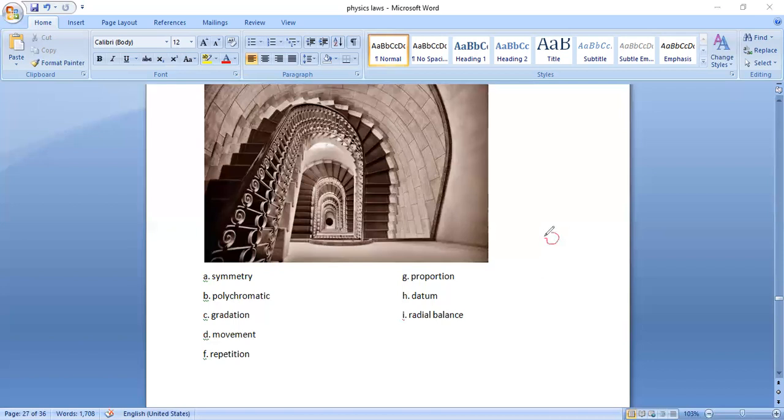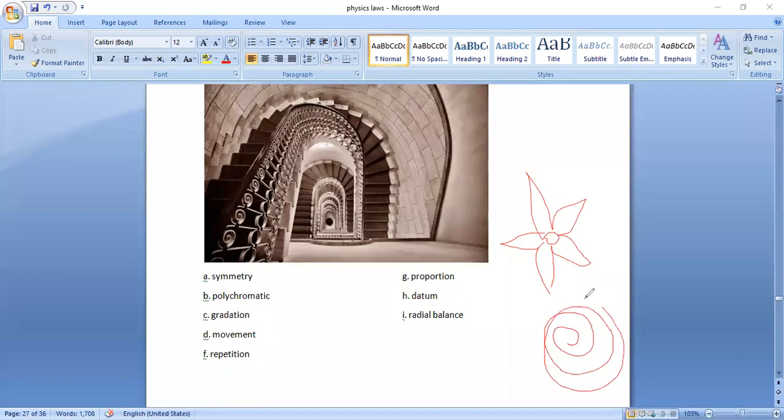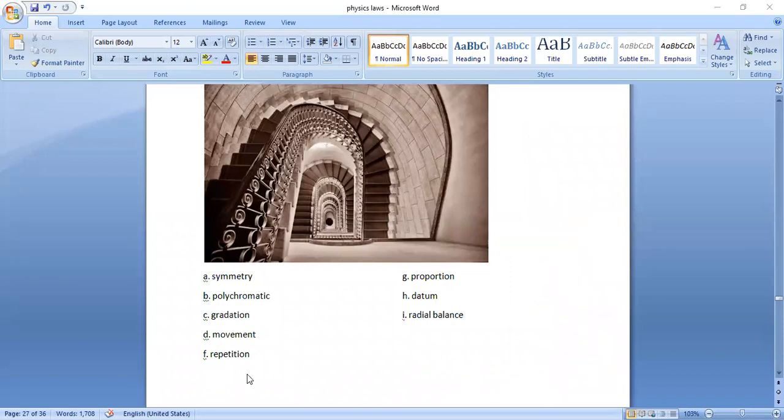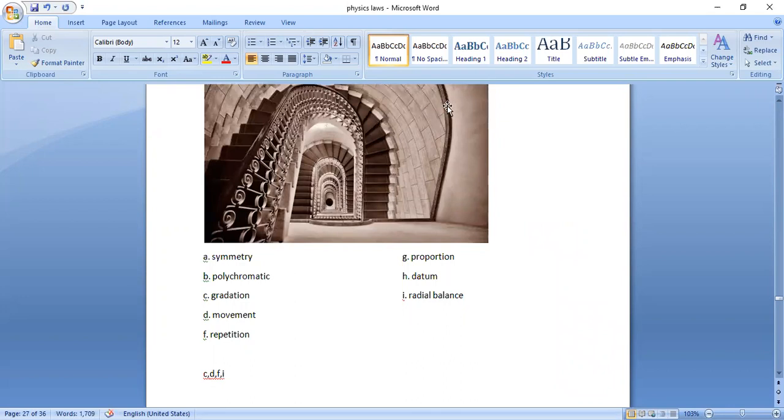Radial balance is maybe based on a flower like this. It opens outside. Yesterday we saw the Lotus Temple. Yes, ma'am, I know, but it's given select any, right? I'll just finish this, I'll explain. Radial balance is also like the inside of a shell or winding staircases like this. So the correct answers are C, D, F, I. Among these, you can select any three.